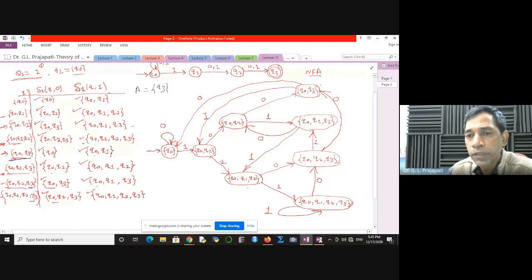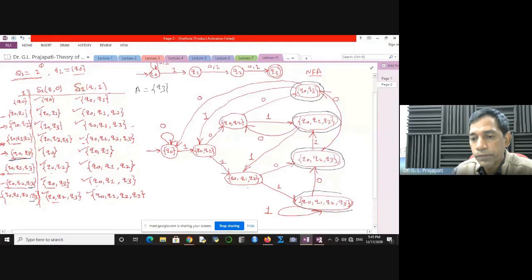So this means this is the final state of your machine. This is also a final state of your DFA. This is a final state of your DFA. This is also a final state of your DFA. And this is also a final state of your DFA. So you have 4 final states now. So this is the way you can convert the NFA. You have converted this NFA into the form of a DFA. So this is the DFA.